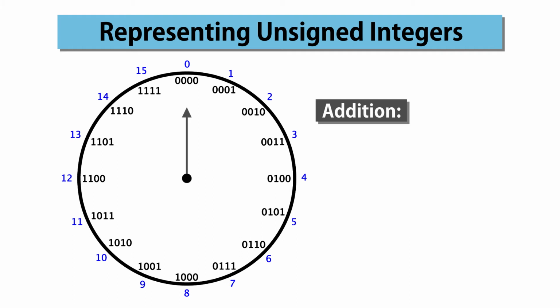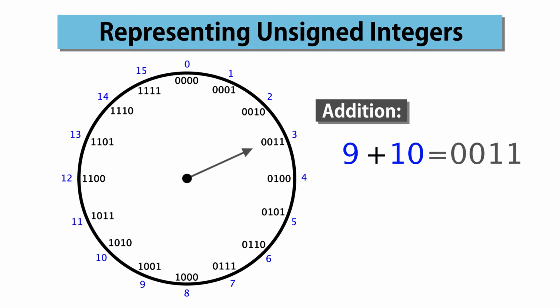Now suppose we wanted to add 9 and 10. Using our number wheel, we move clockwise from 0 to 9. And then we move 10 more spaces clockwise to 0011. But wait a minute, that's a 3, not 19 as we might have expected. The problem is we can't represent 19 in our 4-bit representation. All of the answers have to fit into 4 bits.